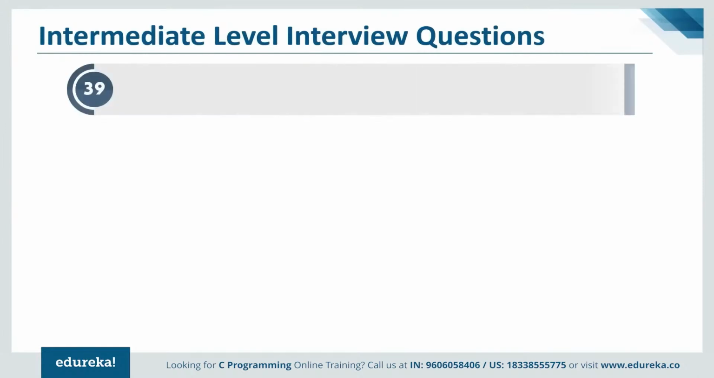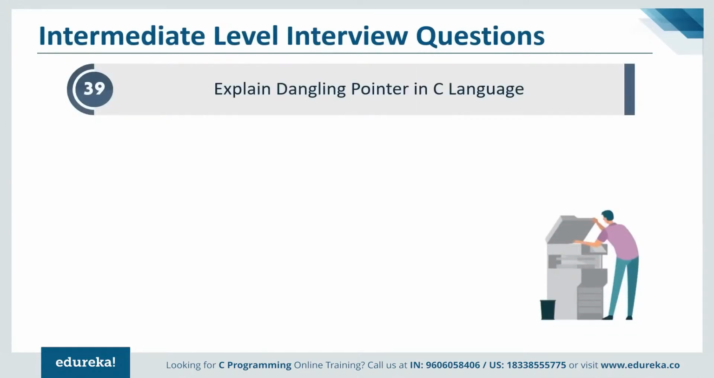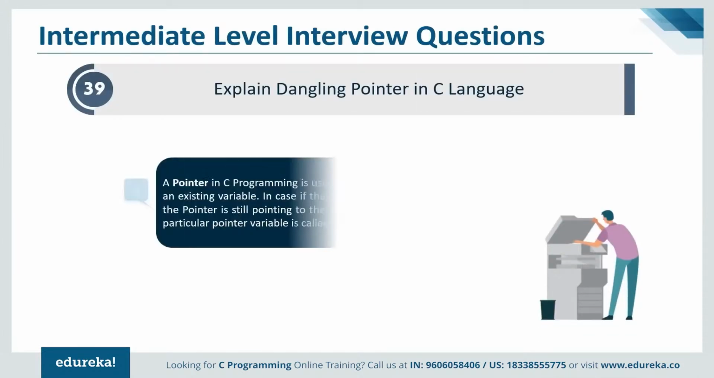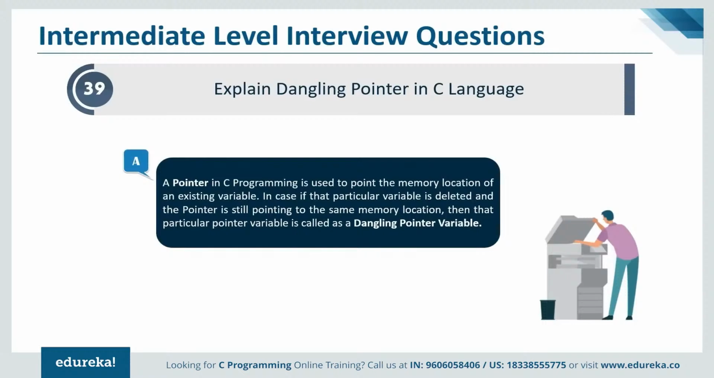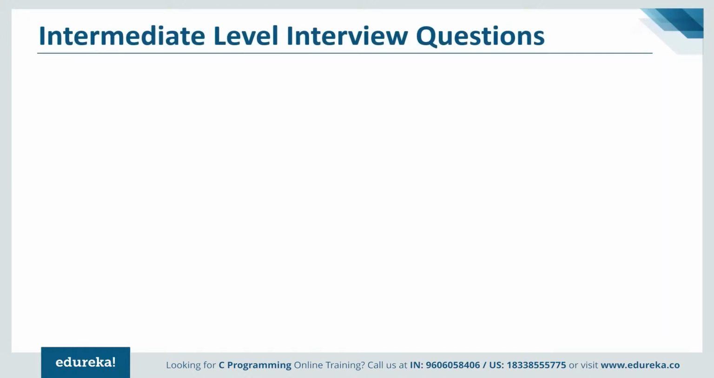Now the next question is, what is a dangling pointer in C language? So the answer is, a pointer in C programming is used to point to the memory location of an existing variable. In case that particular variable is deleted and the pointer is still pointing to the same memory location, then that particular pointer can be called a dangling pointer variable. Now with this, let us move on to the next question.